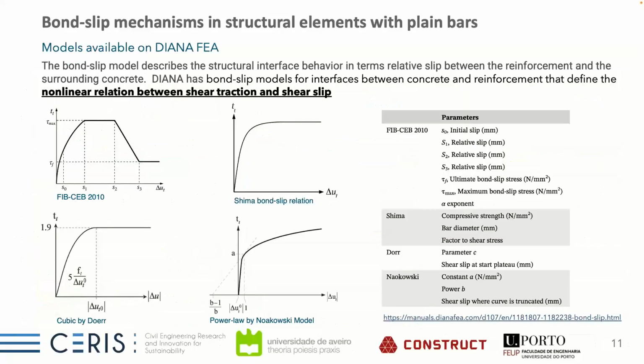When we look at the models available, there are several in the literature. In particular, and it's the reason why we are here today, we have looked at the DIANA models. There are 5 models that are able to represent this nonlinear relation between the shear traction and the shear slip, namely the fib, which we will call the fib Model Code 2010 model, the Shima bond-slip model, the cubic model by Dörr, and the power law by Noakowski. There is another Shima strain model, but we have not considered it here in our study. We also have a list of parameters that need to be defined for each model. I can go into detail quite briefly.